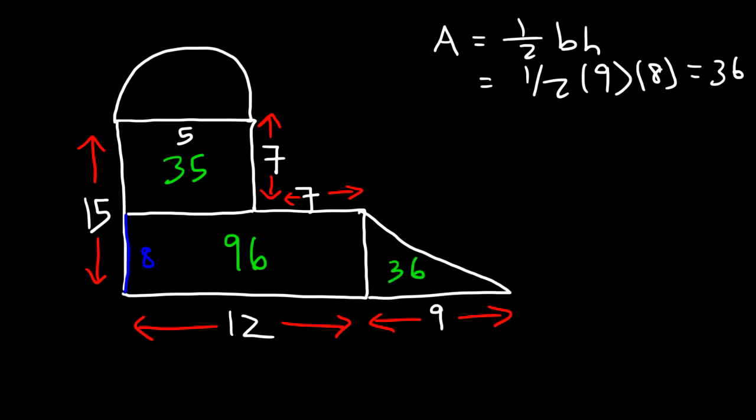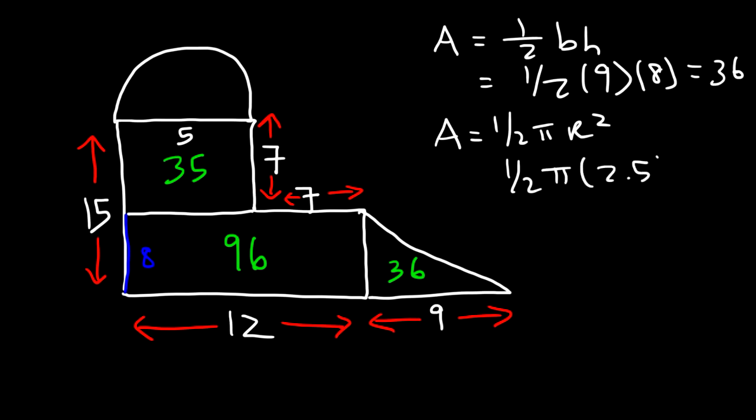Now we could focus on the semicircle. The area of a semicircle is 1/2 pi r squared. So we've got to find the radius. If the diameter is 5, the radius is half of 5, so it's 2.5. 2.5 squared is about 6.25. If you multiply that by 3.14, that's going to give you about 19.625, and then times it by a half. This will give you an area of 9.8125, which I'm going to round and say is about 9.8.